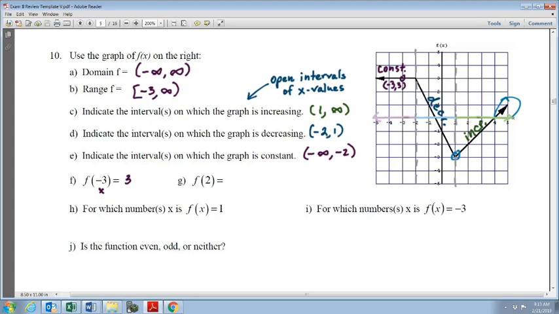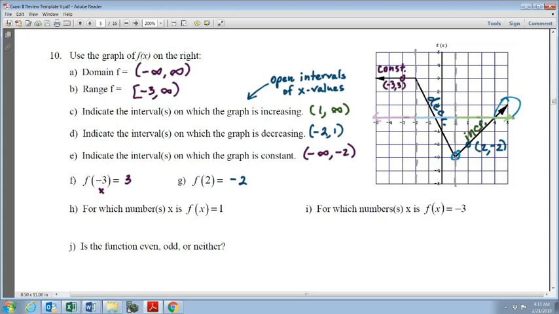For f of 2, we want to go to where x is equal to 2. So notice this is the point on the graph right here where x is equal to 2. The way I like to think of it is when x is 2, what's the height of the graph? Notice it's down 2. The other way to think of it is at that point there, the x value is 2 and the corresponding y value is negative 2, so f of 2 is equal to negative 2.